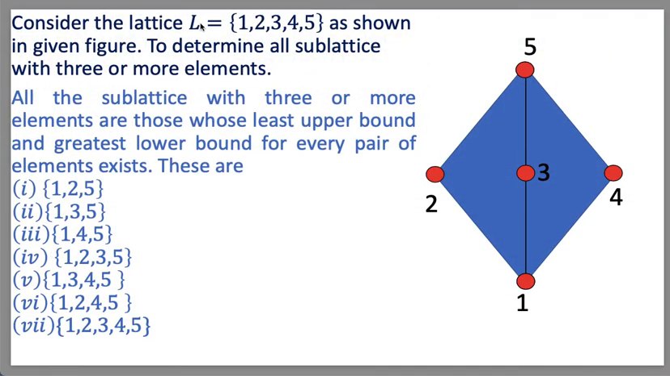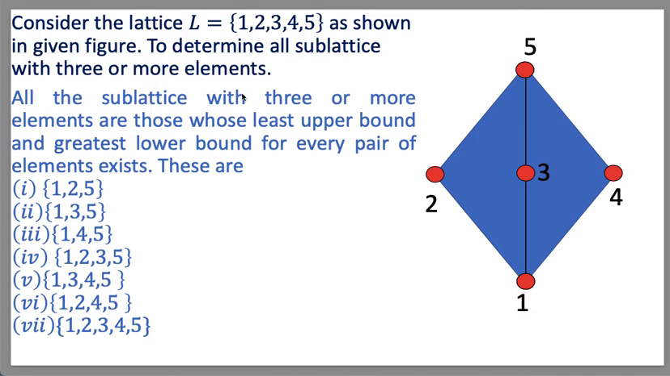Suppose we consider the lattice L equal to {1, 2, 3, 4, 5}. So this is the given poset and this poset is a lattice. This is given to us because every pair of elements contains a greatest lower bound as well as a least upper bound. We can show this by making a closure table also.